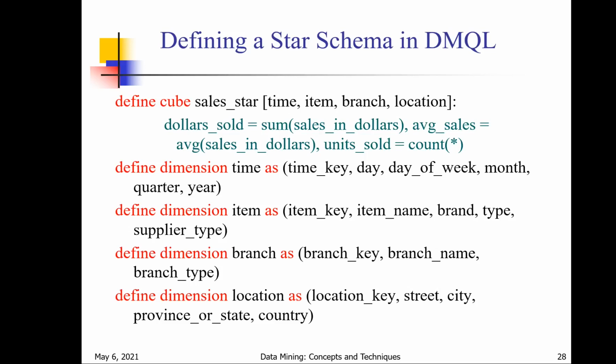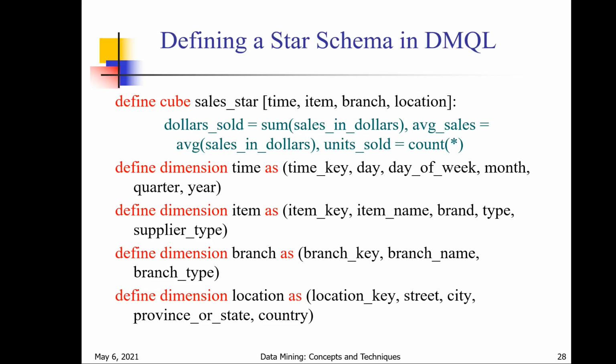How to define a star schema in DMQL? Define cube sales star. The sales star is nothing but the central fact table. It has the dimensions time, item, branch, location. This is the dimension list. Next, these are the measures: dollar sold, average sales, unit sold. Dollar sold equals the sum of sales in dollars.